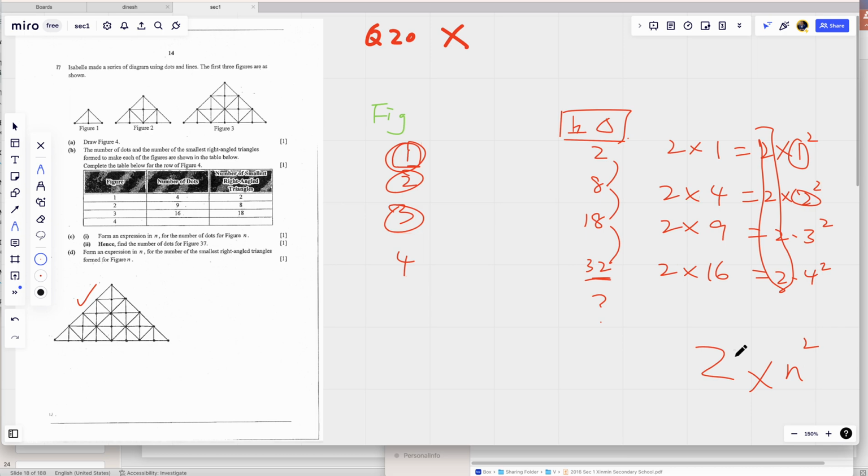Okay. So that's how you get the number pattern now. So your answer is correct. Okay, next.